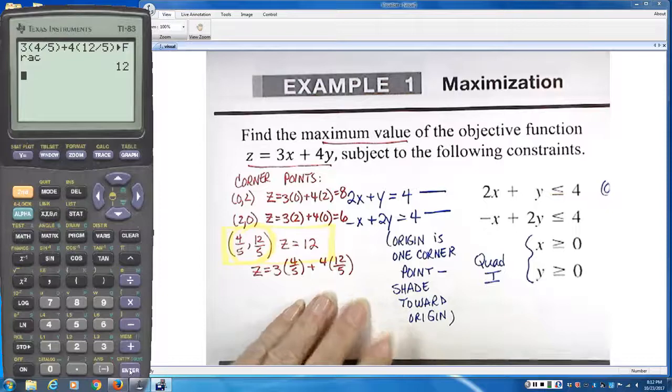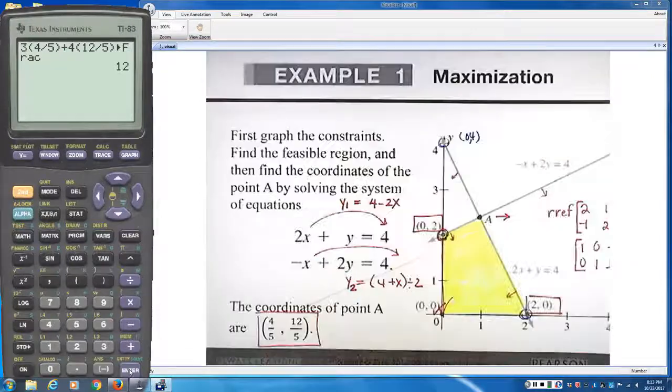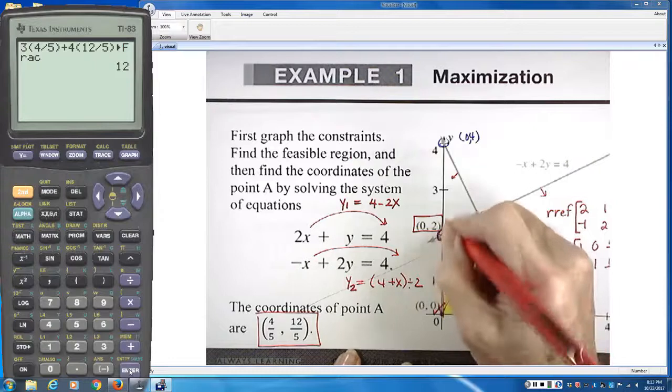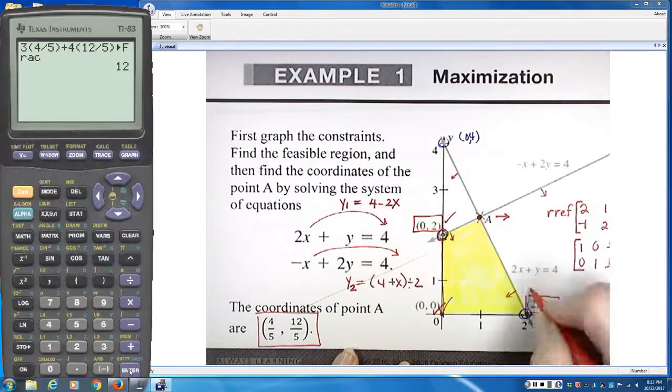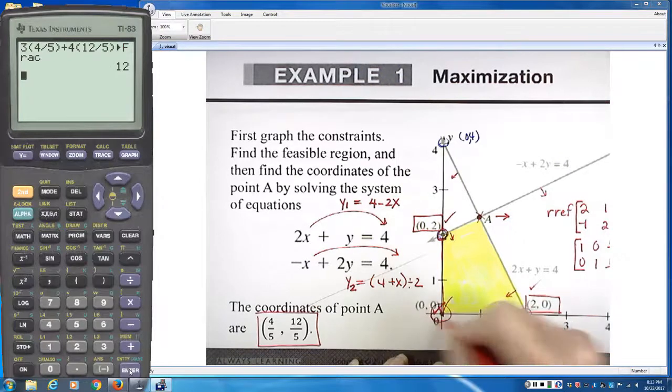It is entirely possible, if you do this problem, where did I put my graph? Ah, there it is. It is entirely possible that when you're maximizing something, this won't be the one that maximizes things. Not necessarily every time, but it is possible that that might be the maximum, or that might be the maximum. It just didn't happen to be this time. Now, if you're looking for a maximum, I hope it's obvious that that's never going to be a maximum. Okay? And if it's a minimum, it doesn't do you any good.